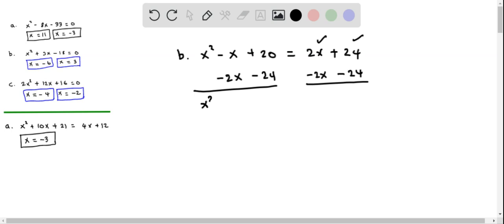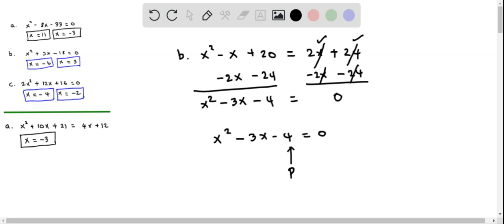And here we have x squared, negative x minus 2x is negative 3x, and 20 minus 24 is negative 4, and this one is 0, and this is also 0, so we put 0, and therefore we get the equation x squared minus 3x minus 4 equals 0. So this is the simple quadratic equation of the given equation. Now here we see that the product is negative 4, and then the sum is negative 3.